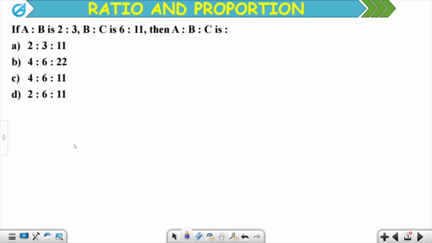See here, the ratio of A and B is given as 2 is to 3. The ratio of B and C is given as 6 is to 11. Now, see here. I said in the previous question that there is one shortcut. What is that? Don't solve it. By checking the options, we are able to get the answer.